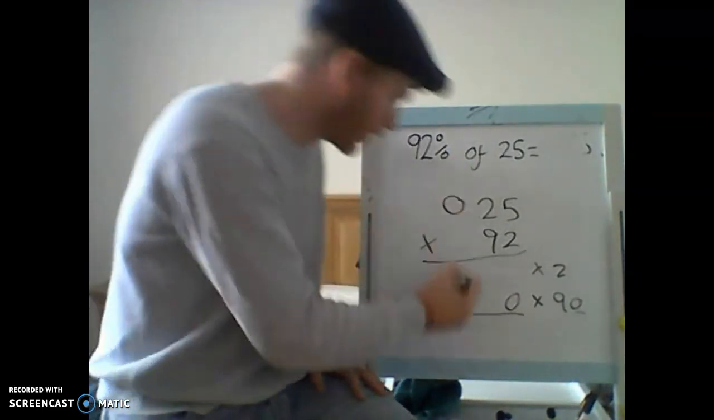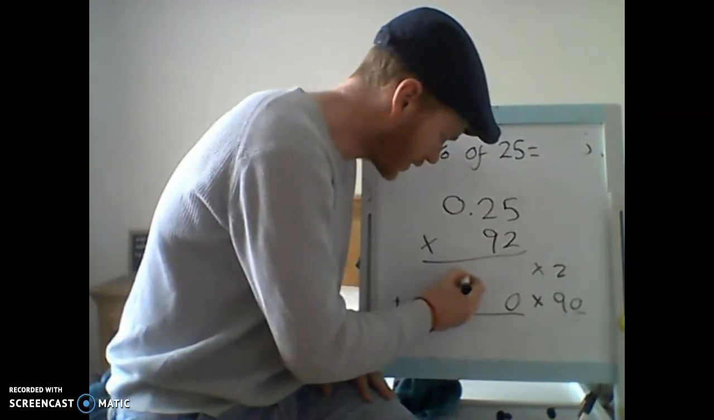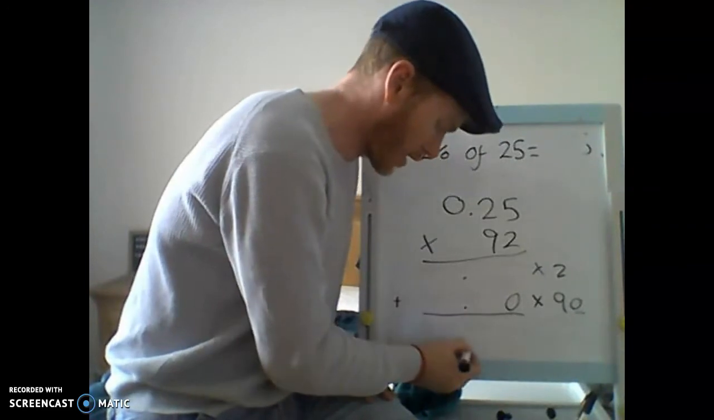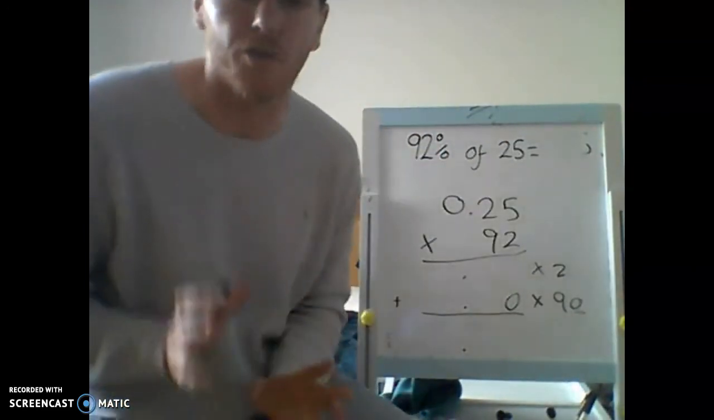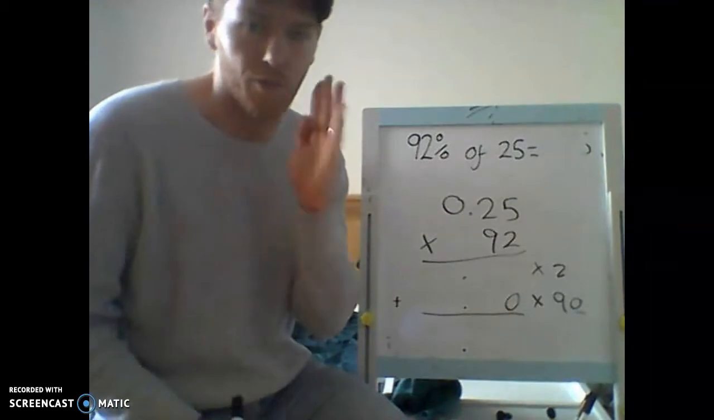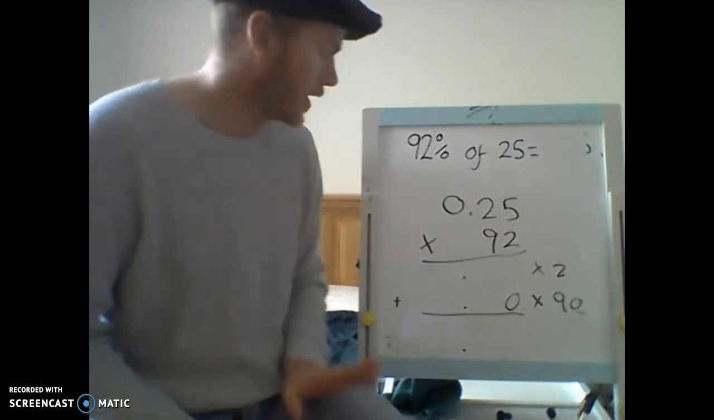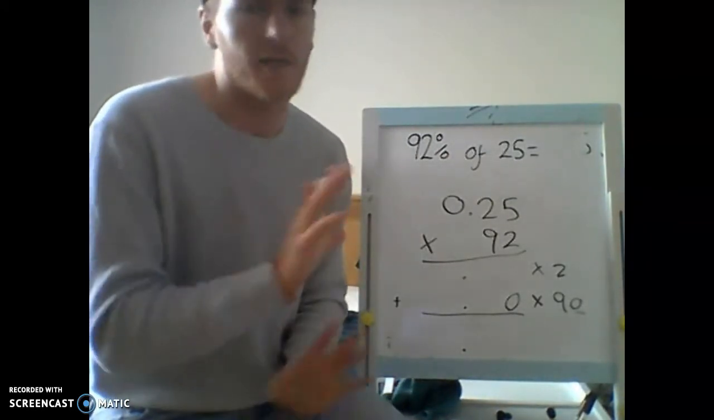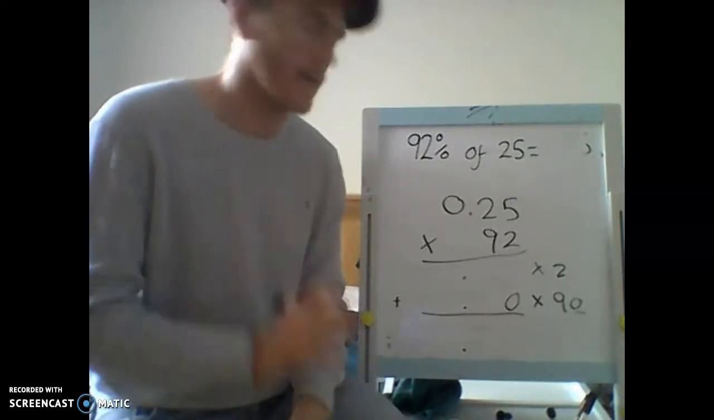Placeholder already in. Oh, don't forget my decimal places. There's a decimal place there. Decimal place is going to go here. Decimal place is going to go here. Decimal place is going to go here. Not moving. Stays in the same place. Does not move. Will never move. Okay? If you didn't understand that, the decimal place doesn't move. Keep it in the same place.